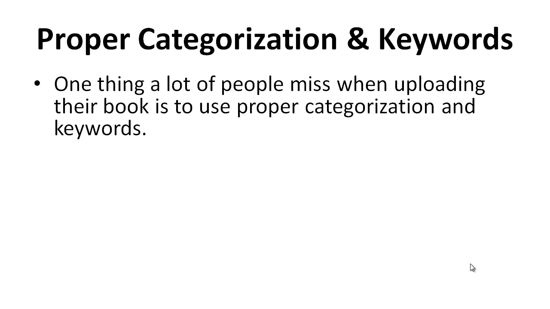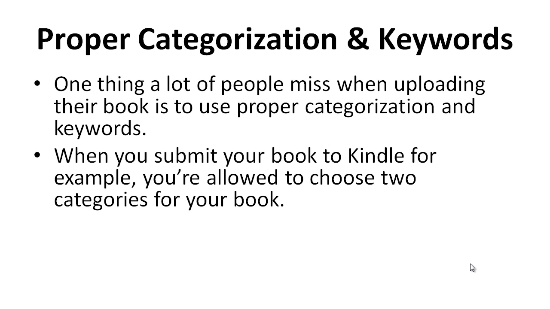And that's one thing that a lot of people tend to miss. When they upload their book, they're all excited, they're all gung-ho, that they forget to use proper categorization and keywords. And I'm going to show you in just a minute how to go about doing this. So basically, when you submit your book to Kindle, for example, you will be allowed to choose 2 categories for your book. So you want to make sure that you choose them wisely. Choose them wrong, then you're not going to really get targeted traffic.